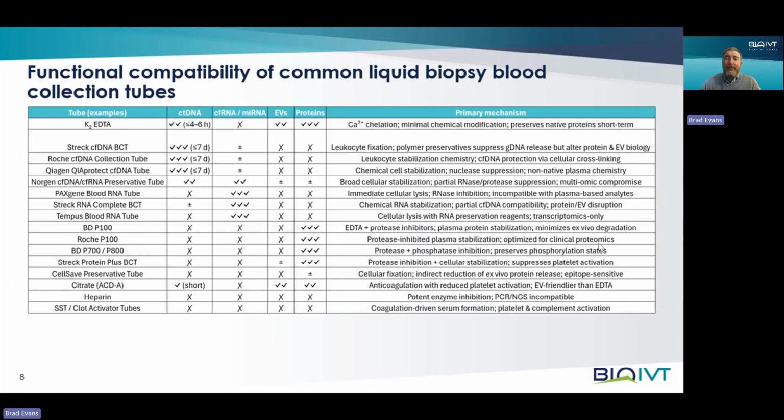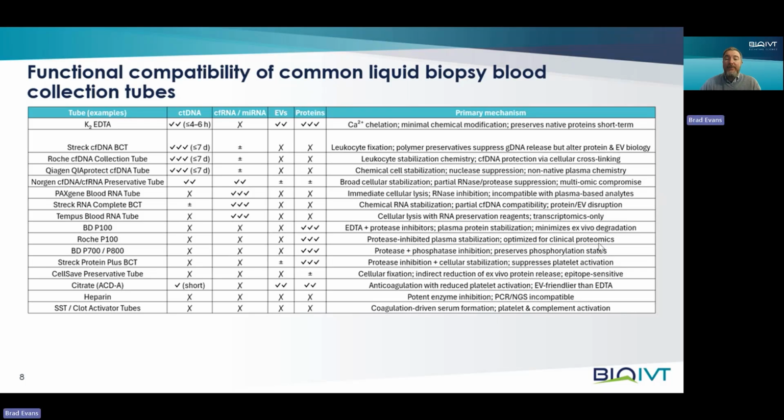On the last slide, we talked about tube chemistry as the first irreversible decision point. This table translates that concept into practical guidance. Across the top, you see the major analyte classes: ctDNA, cfRNA or microRNA, EVs, and proteins. The check marks indicate relative compatibility, and the mechanism column explains why. Starting at the top, standard K2 EDTA tubes are actually quite versatile for short processing windows. They preserve native protein states and work reasonably well for ctDNA and vesicles if processed quickly, but they do not protect RNA over time. So EDTA is about speed and minimal chemical interference, not long-term stabilization.